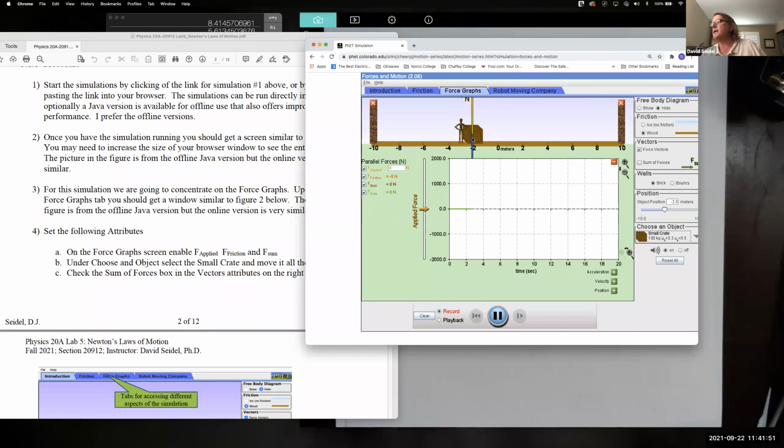I start pushing this. See here, my force applied keeps going up. I'm going to pause right here. It went back down to zero, but you see here, my force applied and my force of friction were of equal magnitude, opposite in direction, and my force sum stayed zero.